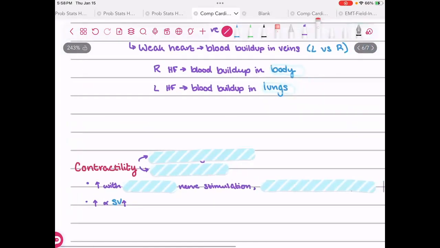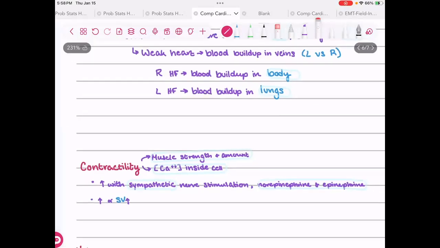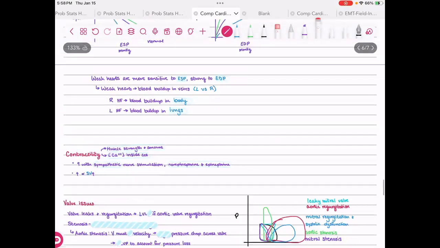Let's talk a little bit about contractility, and this is an intrinsic property of your heart pretty much. It's a factor of the muscle strength and the amount of muscle that you have, as well as the calcium concentration inside the cell. And likely some other factors as well that aren't covered. But contractility increases with sympathetic nerve stimulation, and this is a result of the norepinephrine and epinephrine hormones that get secreted into your blood. And then contractility also increases as stroke volume increases. And then an increase in contractility will also lead to an increase in stroke volume, as we saw with our PV loops above. Let's look at the PV loops of some valve issues.